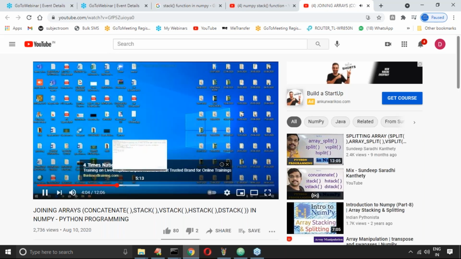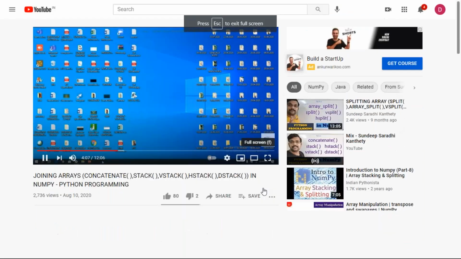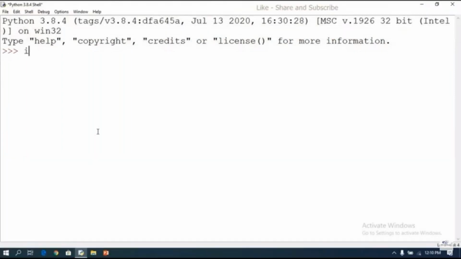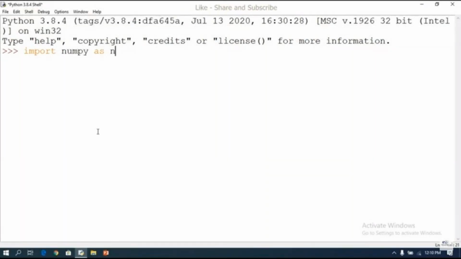Yeah, hello friends. So just now we have seen the demonstration of the join functions, and we have seen split, vsplit, and hsplit functions. Now we'll see the execution part of all those functions. So first of all, we have to import the NumPy module. I'm giving some alias name for this NumPy so that we can call all those functions with the help of this alias name.